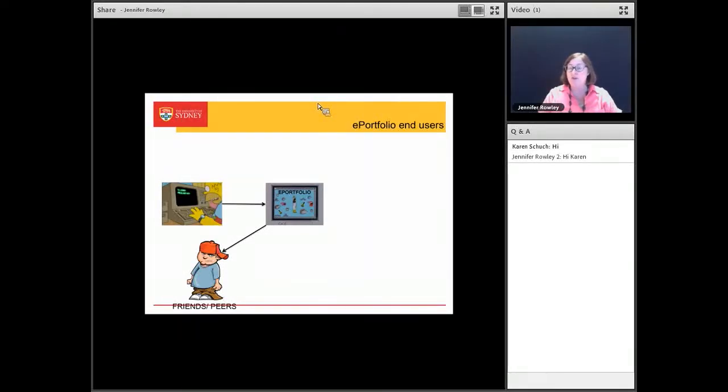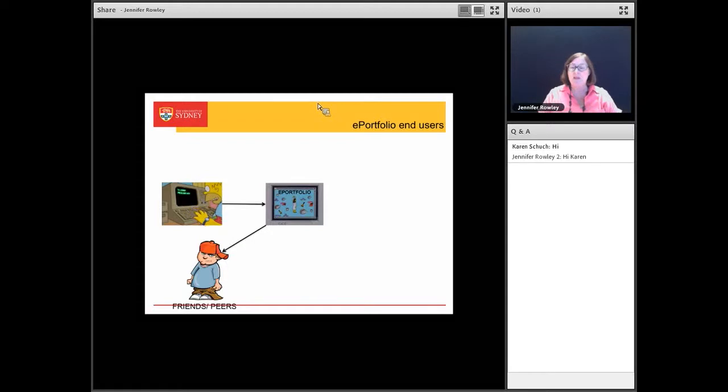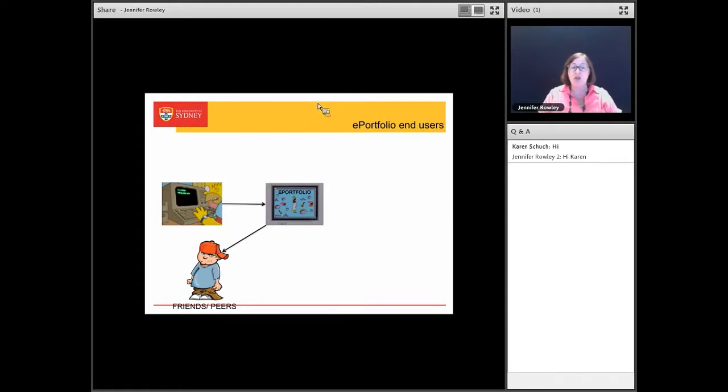So my advice here from a teaching point of view is that you need to allow lots of opportunities for your students to share their portfolio contents and even the way that they approach their portfolio at various times with their friends and peers.